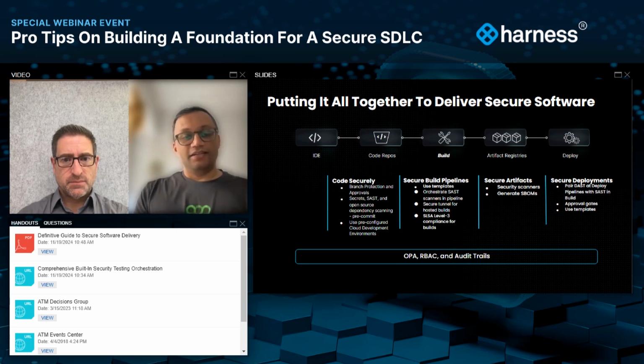And then finally, you can combine all the key elements of each stage together in your platform that you're building for SDLC. So OPA, RBAC, and audit trails would be great to have in your platform as a key feature.